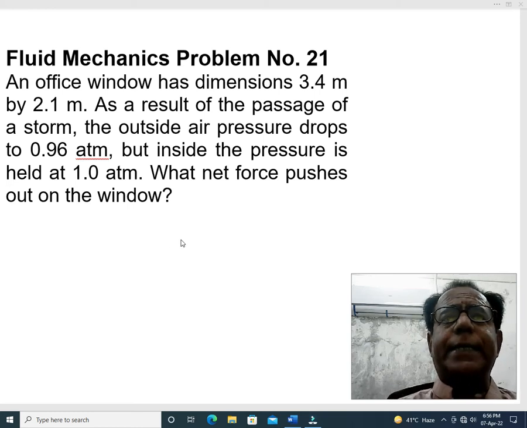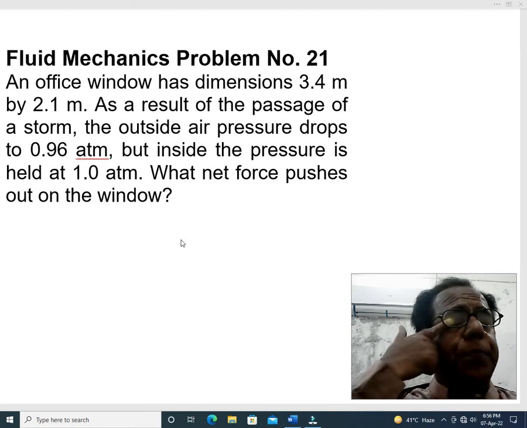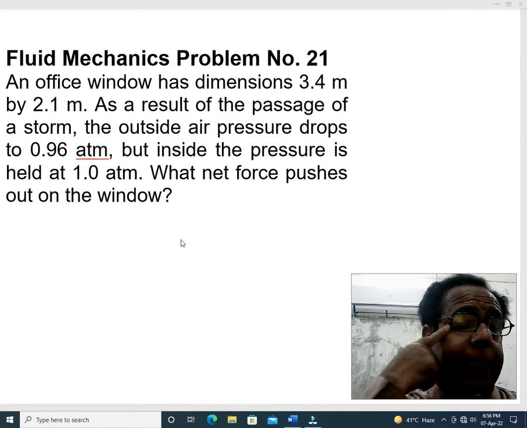This is our next module, problem number 21. Fluid mechanics, problem number 21. As usual, we first come towards the statement.